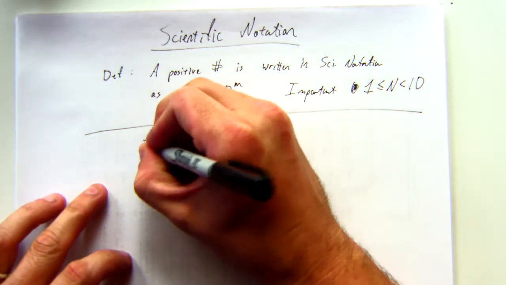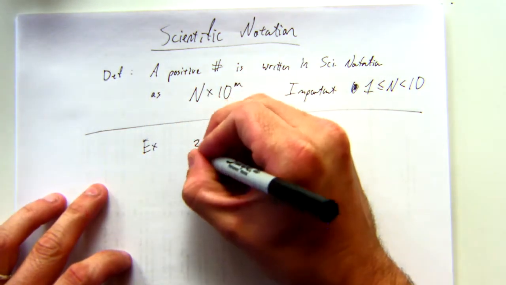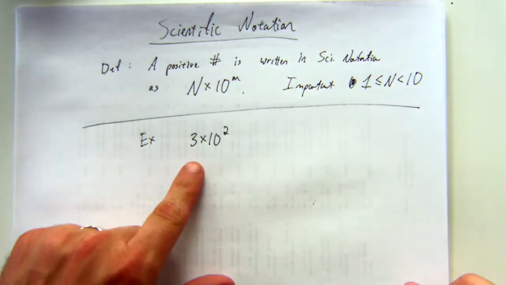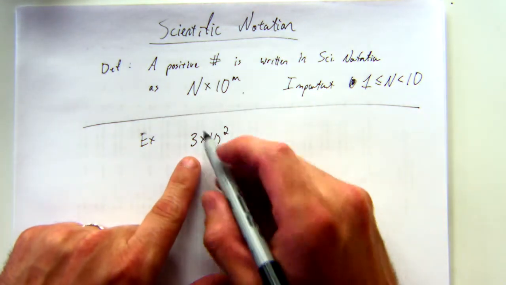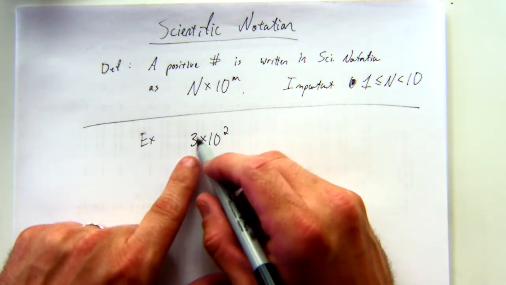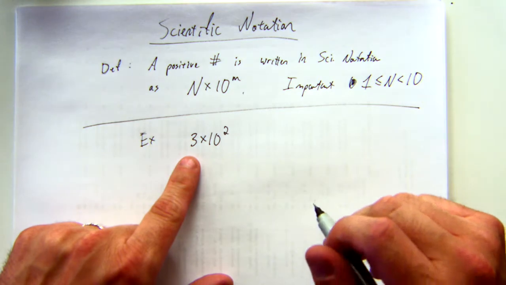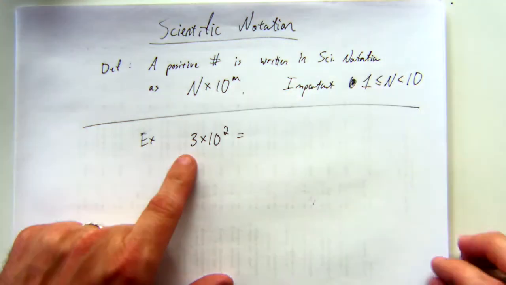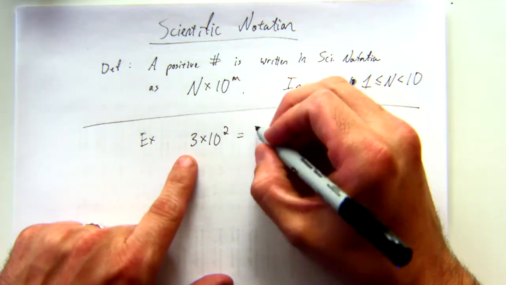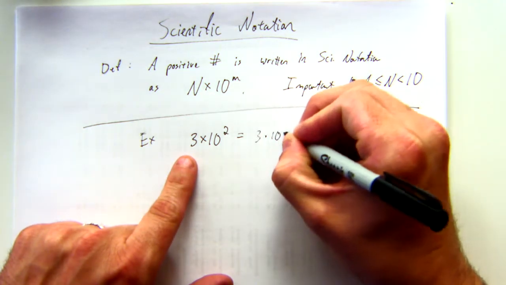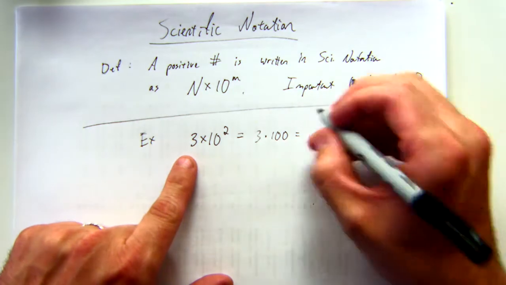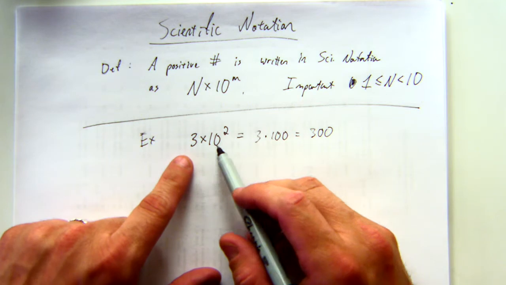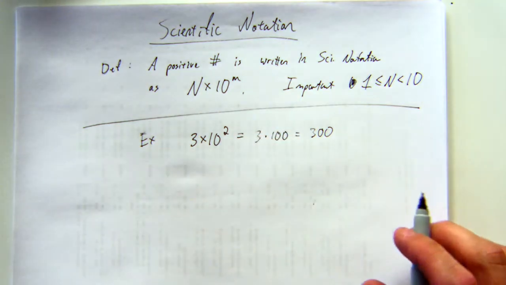For example, 3 times 10 squared. This is in scientific notation. You look at this number here, 3. Is it between 1 and 10? Yeah. And it's times 10 to some power. Now what is that number? 3 times 100, which is 300. So you can write the number 300 this way. Just another way to write it.